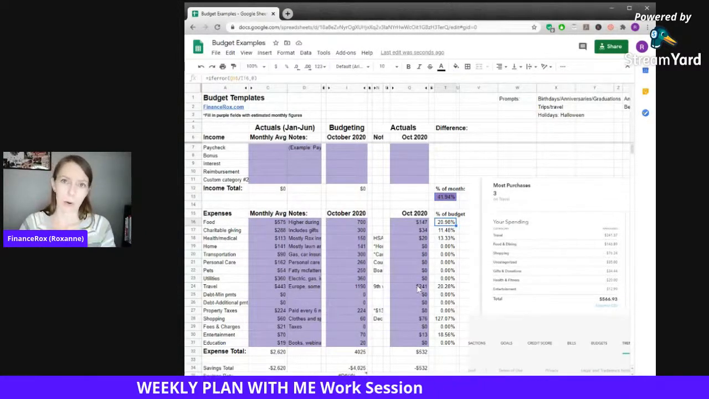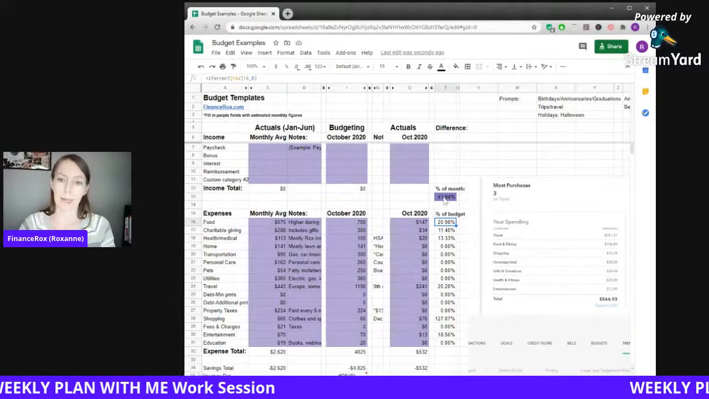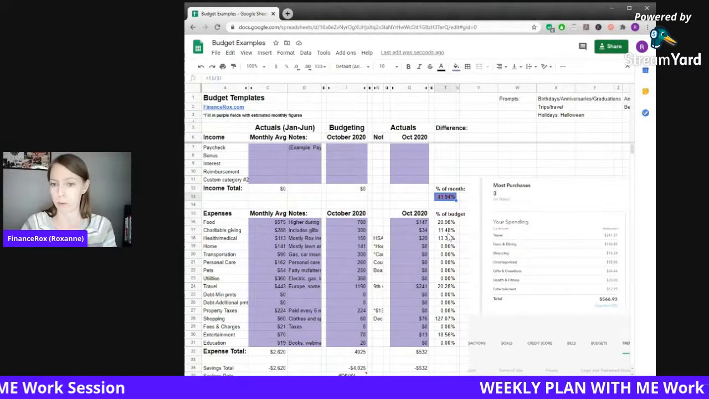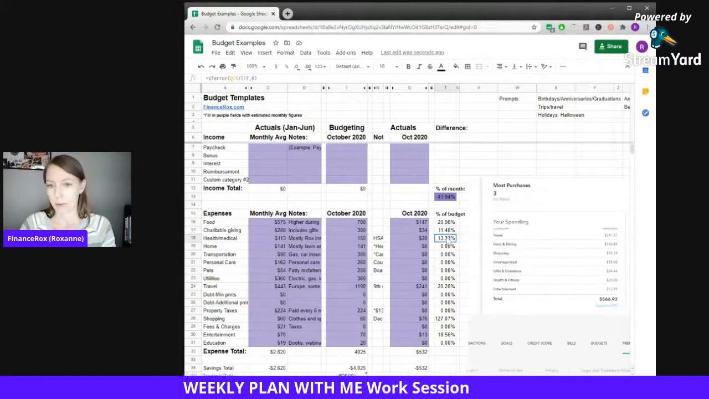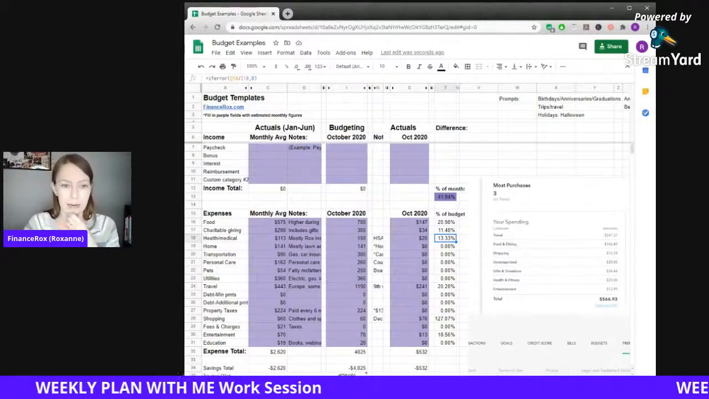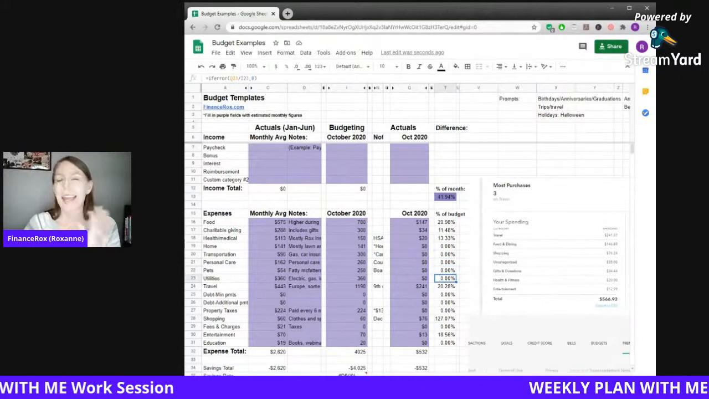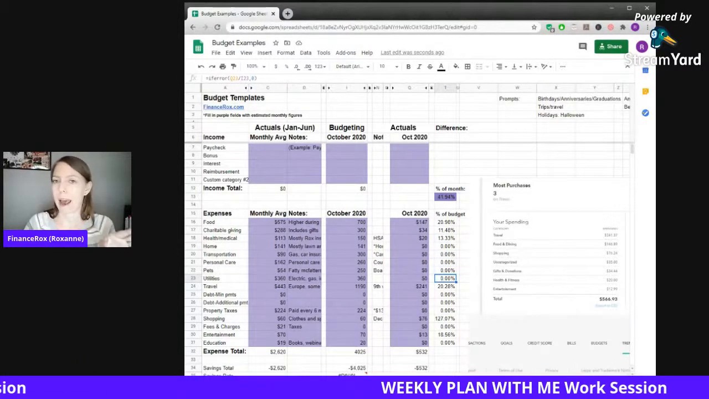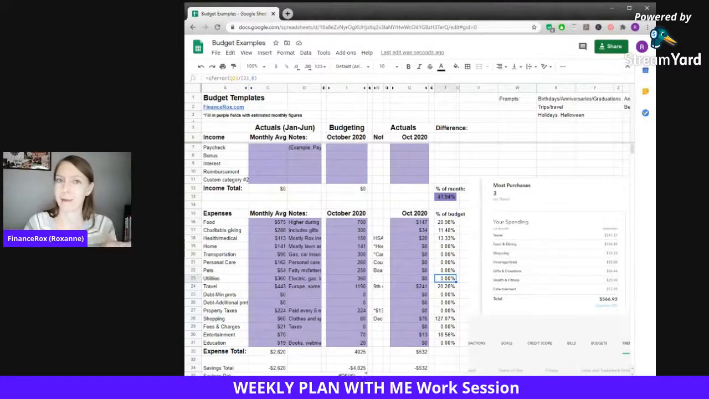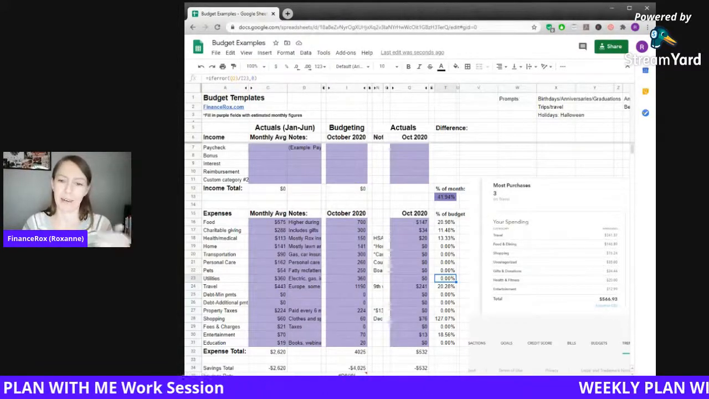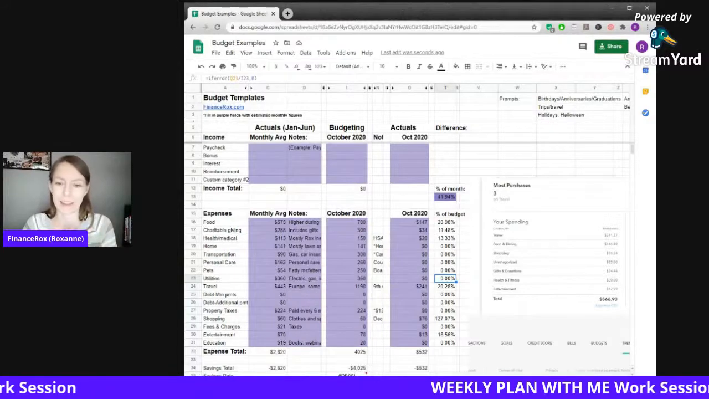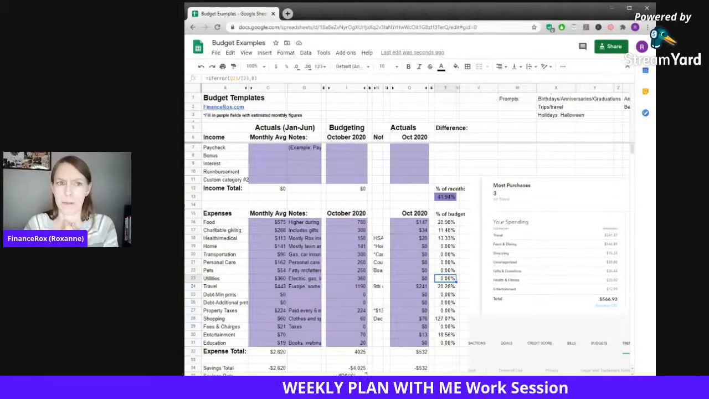So we've spent 21% of our food budget. Like I said, we could have spent up to 42% of it. Charitable giving, we're at 12% of the way through our budget, 13% for health and medical. And now this can get a little wonky if you haven't paid your rent yet for the month. It would say home is 0% of budget when you pay it all at once, or most people do. I've never heard of anyone making multiple payments.